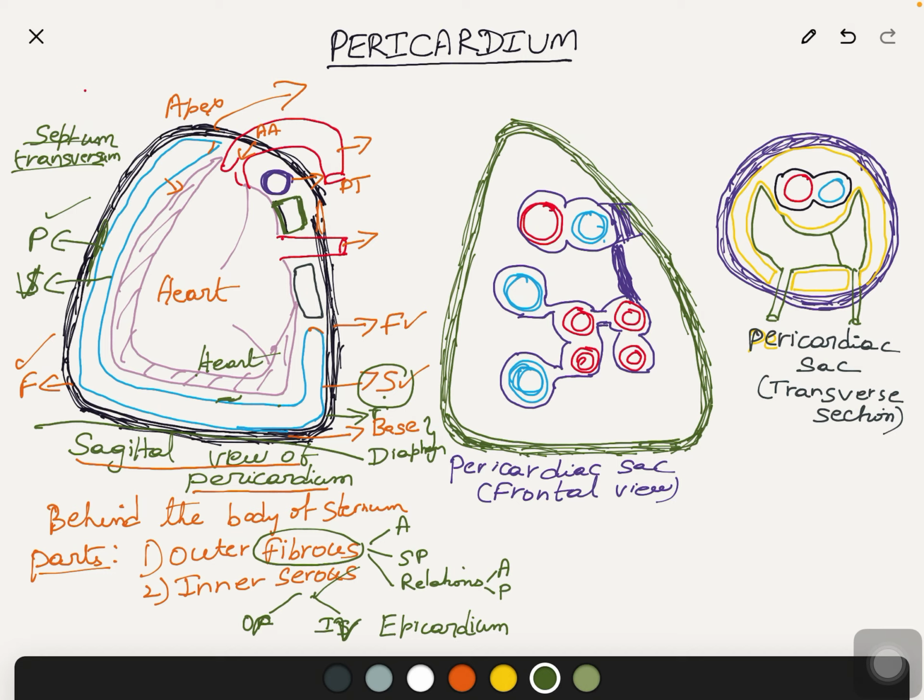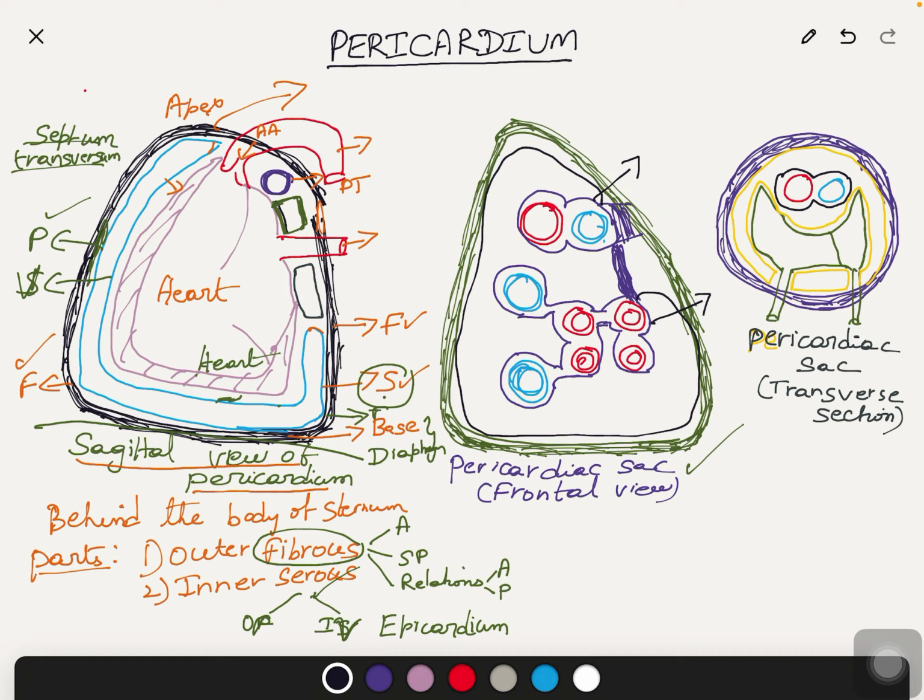The continuity between the parietal and visceral layers is established in the form of two tubes. So this parietal layer and visceral layer have continuity in the form of two tubes. We will see this in the pericardial sac, frontal view, after removal of the heart. If you see, this is the serous layer. We have drawn two tubes. One tube is this and this is the other tube. So it is continuous with the parietal layer in the form of two tubes.